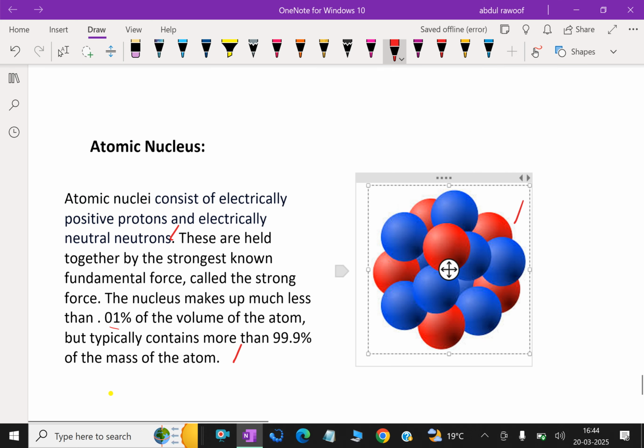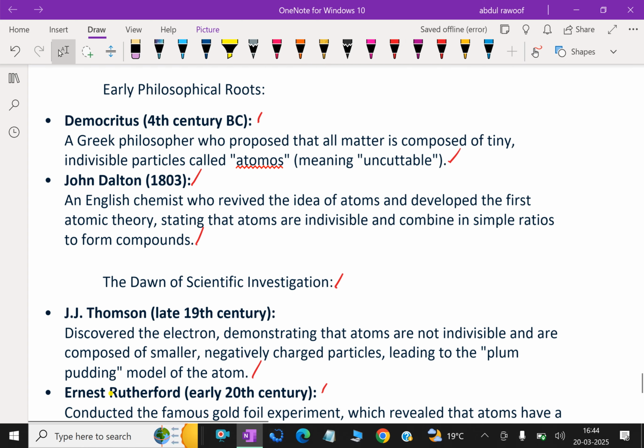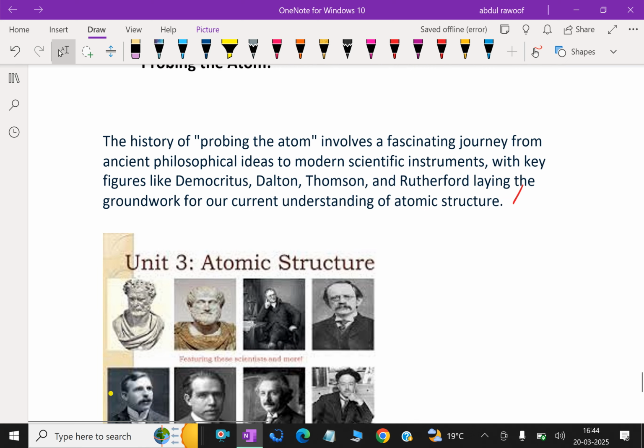So far we discussed a little about atomic structure, which is used in the study of astronomy.